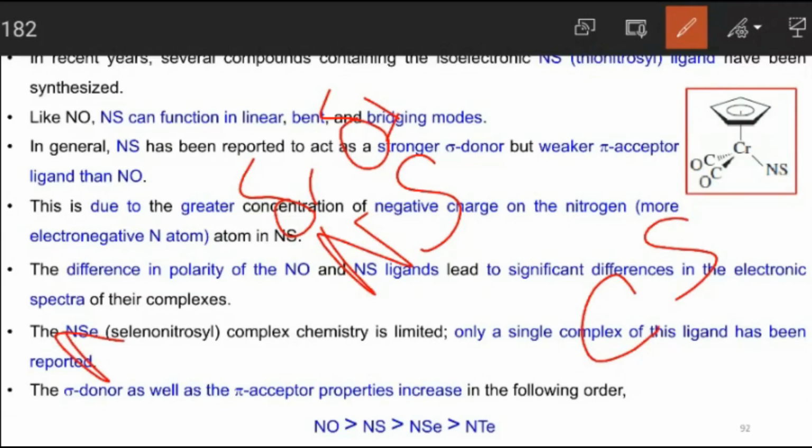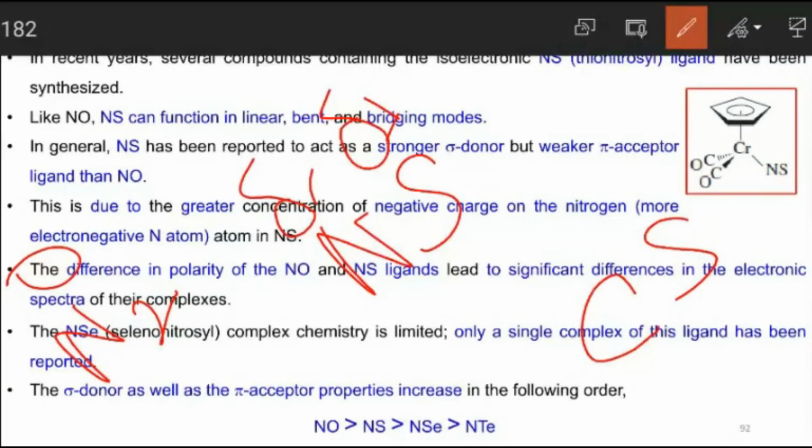Therefore, the minimum requirement for a ligand to act as a pi accepting ligand is that it should have an empty pi star orbital. The bond should have some polarity, but the polarity should not be too great, nor very low, close to zero. It should have an average value. Then only can the ligand accept the pi electron density from the metal center.